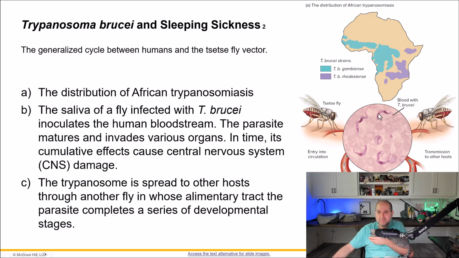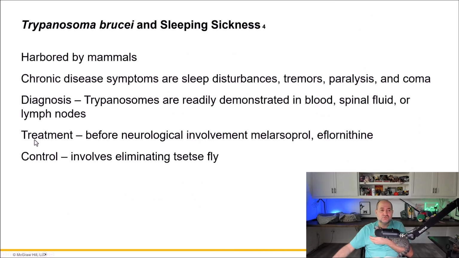The trypomastigote. This is that trypomastigote structure, and you see how it lives among the red blood cells in a blood sample. This is what that tsetse fly looks like, and it's a biting fly. And treatment involves these anti-protozoal agents. Control involves eliminating the tsetse fly.